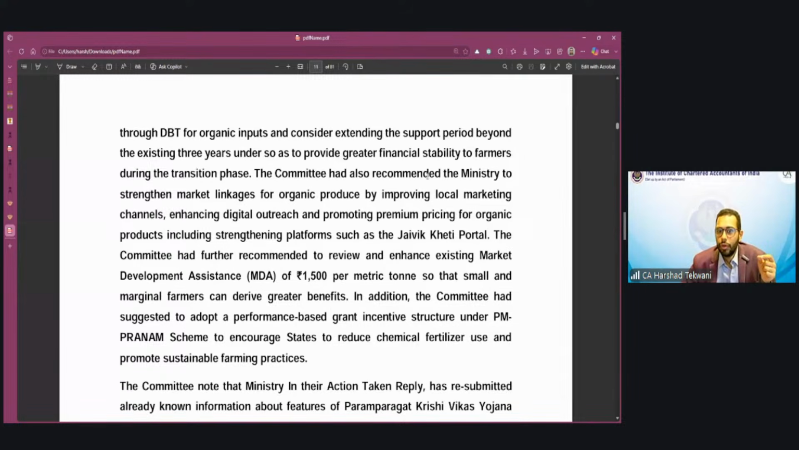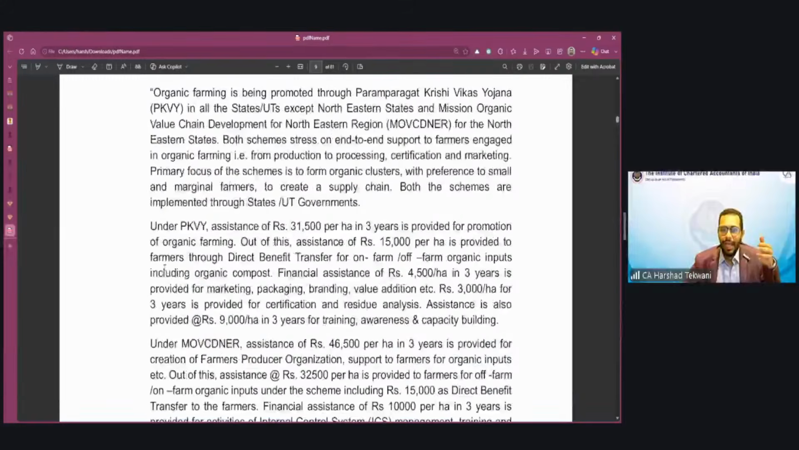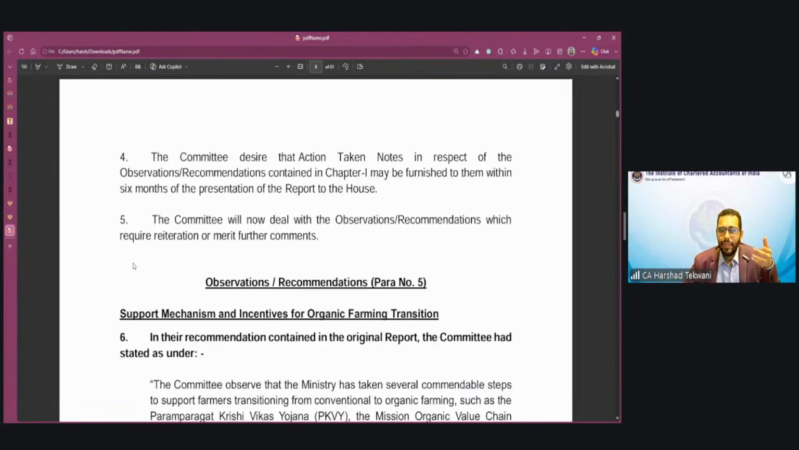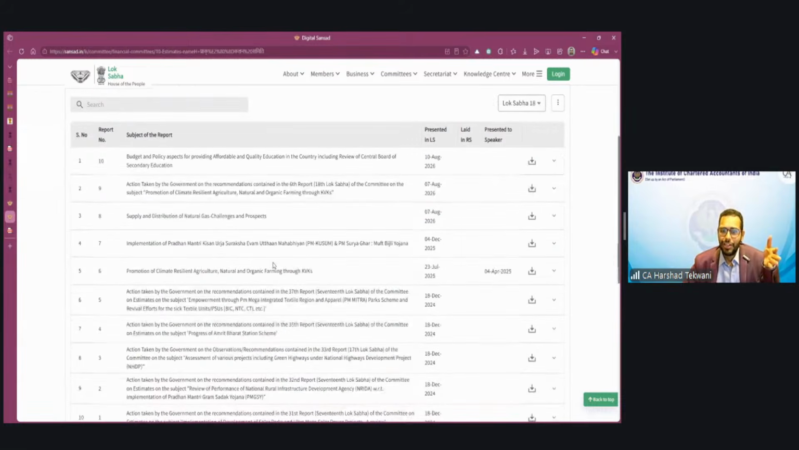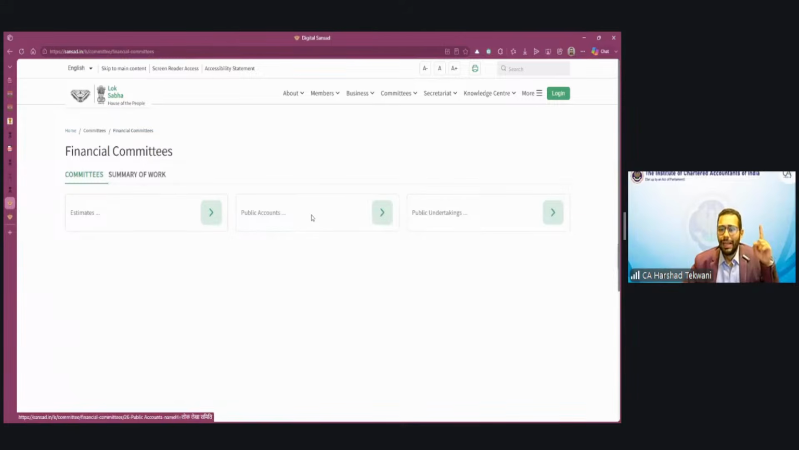The committee has also recommended the ministry to strengthen market linkages for organic produce. Just an example: this is how the estimates committee examines a particular ministry. They ask for the details and then they issue the report. There are multiple reports issued by them from time to time, such as on supply and distribution of natural gas, challenges and prospects. A lot of things are done by the estimates committee. That is the first committee.